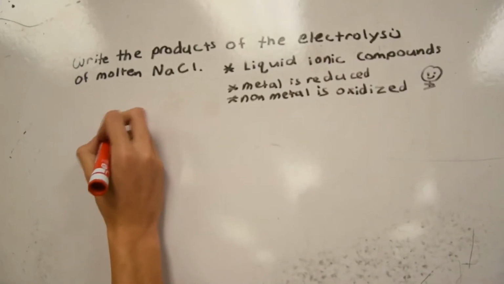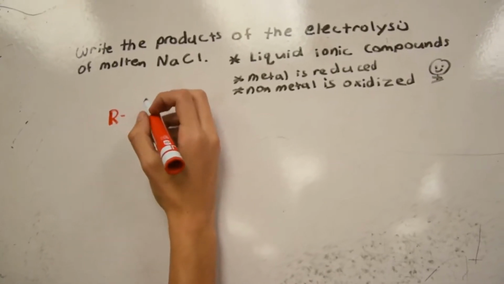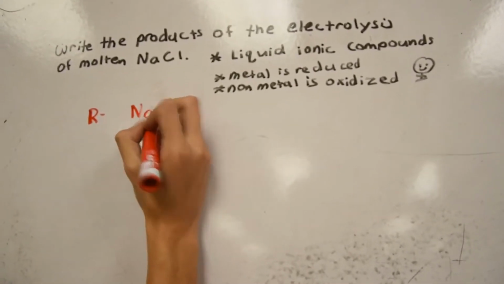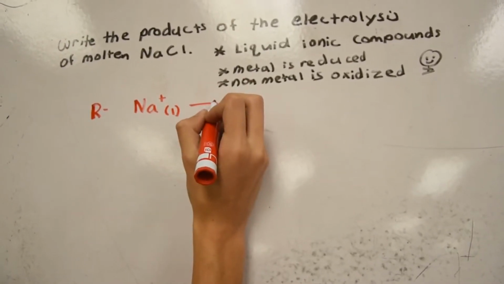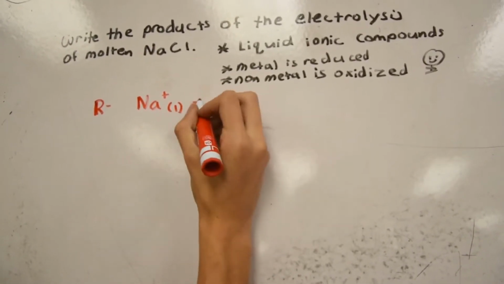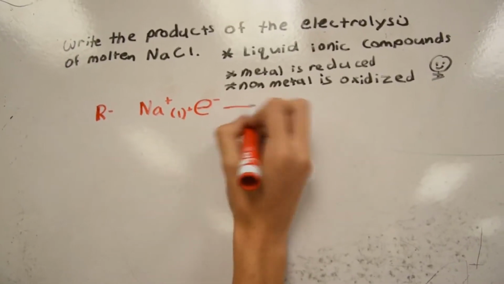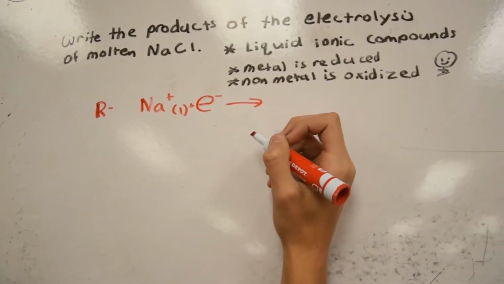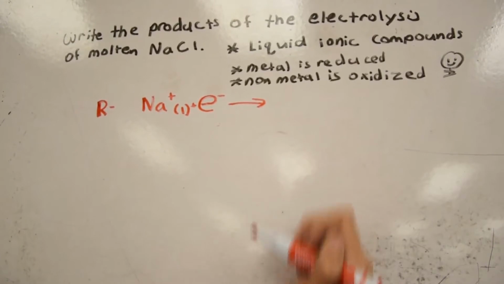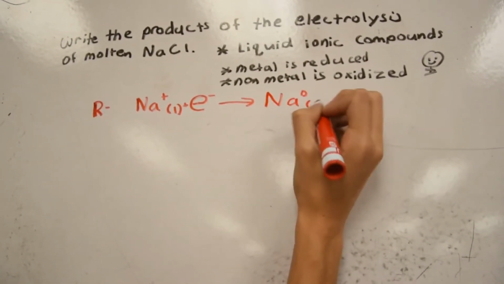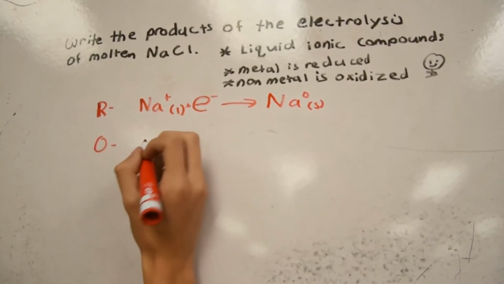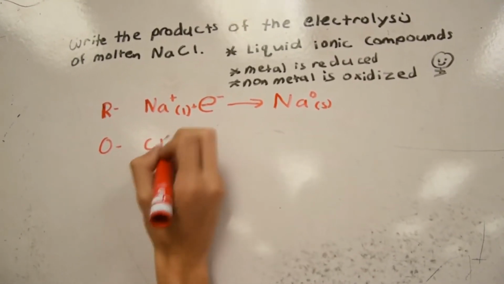Alright, in the next example, you have to find the products of the electrolysis of molten sodium chloride. In this case it is different because it is not an aqueous solution. Instead, it is a liquid ionic compound, thus molten NaCl. And in this case, we've also written the rules up at the top. This only applies to molten compounds, otherwise known as liquid ionic compounds.